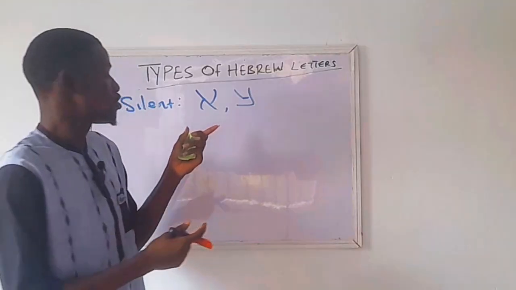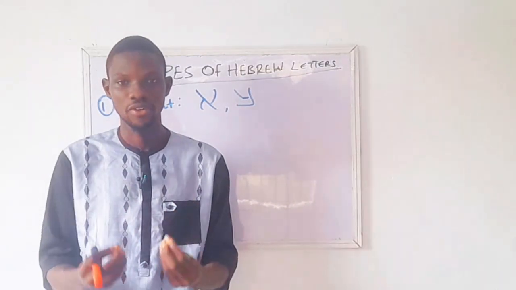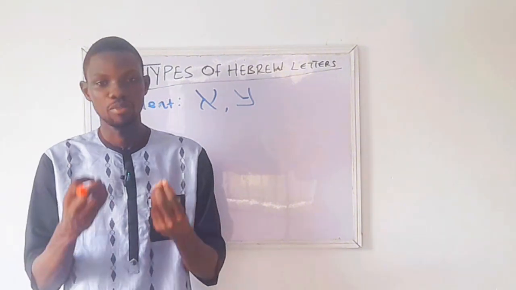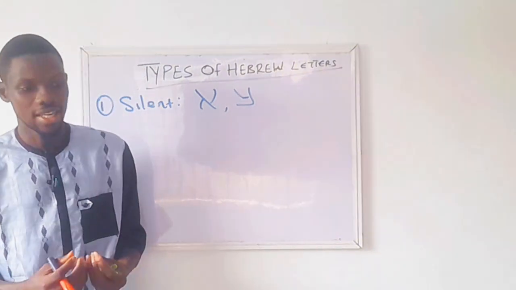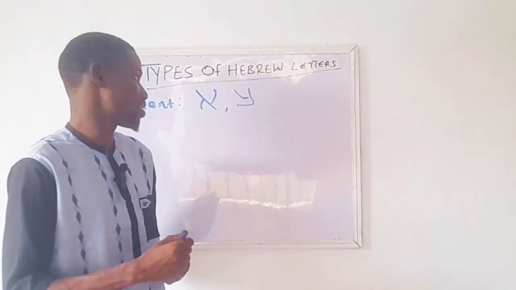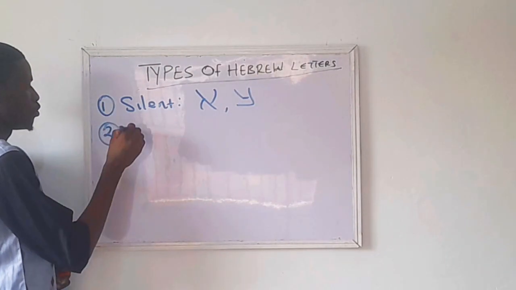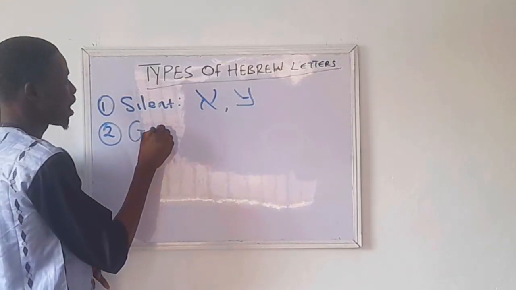Now, like I said, it is believed that they were pronounced before. This will be introducing us to the second type of letters. All right. They used to have a pronunciation before, but later the pronunciation was lost. And then we don't know how it is pronounced again. So they're just silent letters. That will introduce us to this second type of letters, which are what we call the guttural letters.